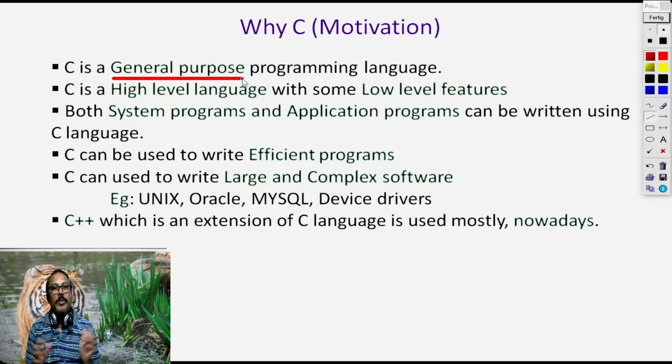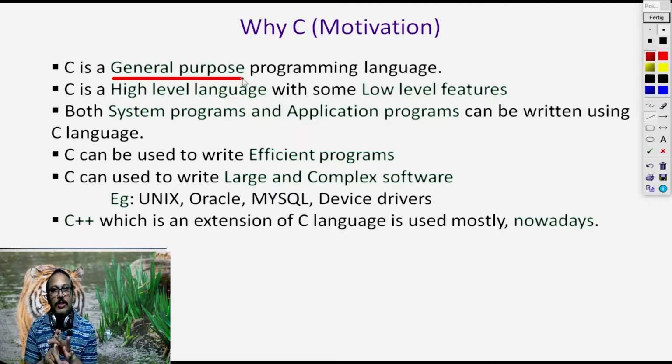In programming terms, or in most books, we classify programs into system programs and application programs. Later we'll see what system programs are and what application programs are. But C can be used to write both system programs and application programs.